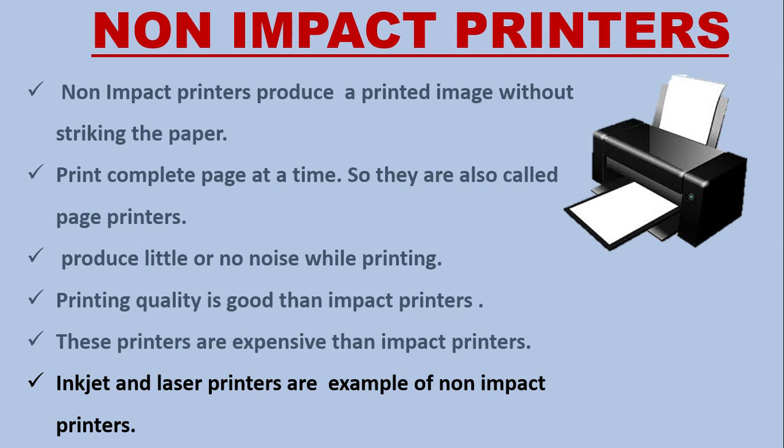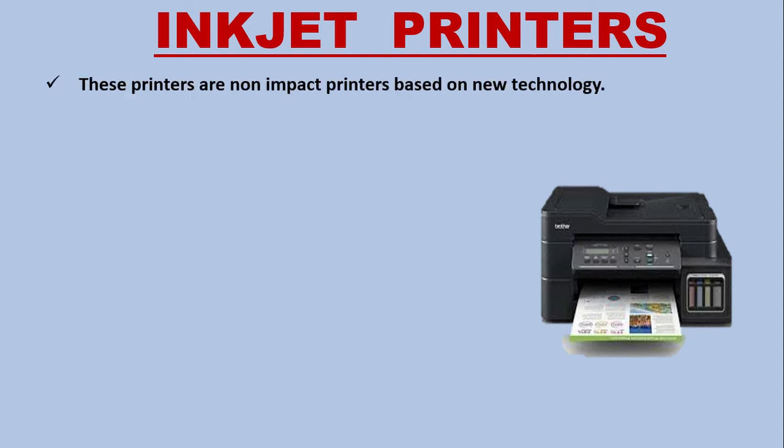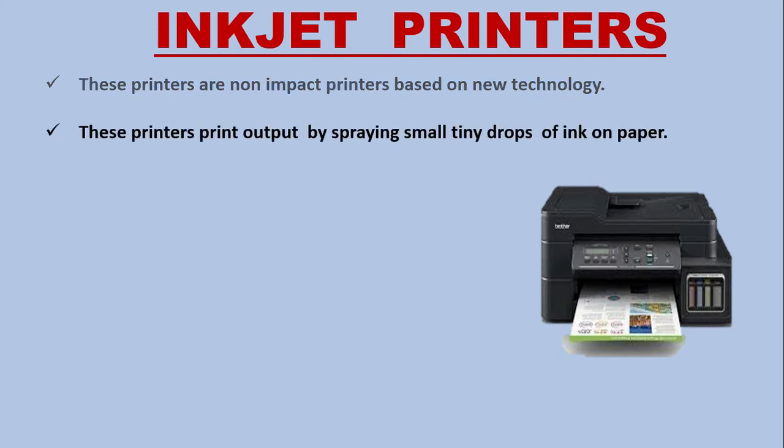Inkjet and laser printers are examples of non-impact printers. Inkjet printers are non-impact printers based on newer technology. These printers print output by spraying tiny drops of ink on paper. The ink is contained in a cartridge.